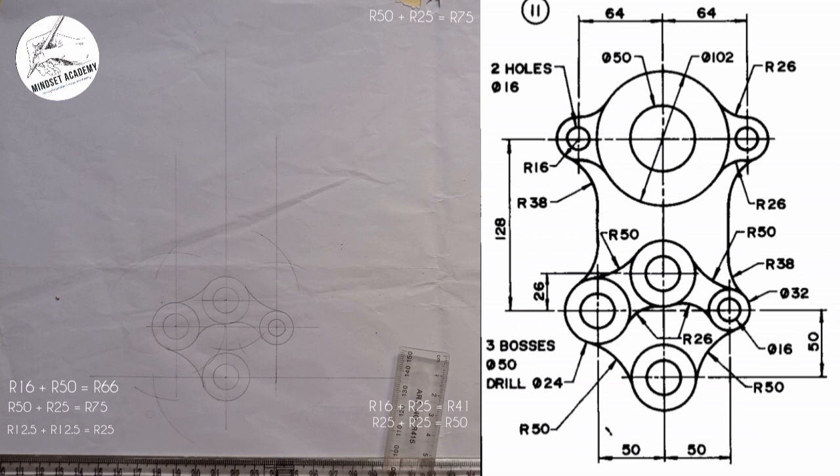Now the next thing is from this center point here to this point here, which is given to be 128, right? And half of 128 is going to give me 64, right? I'm using 64 because I'm using half full size.